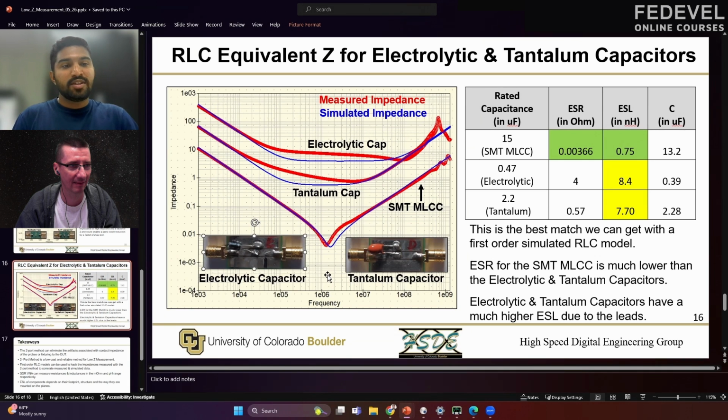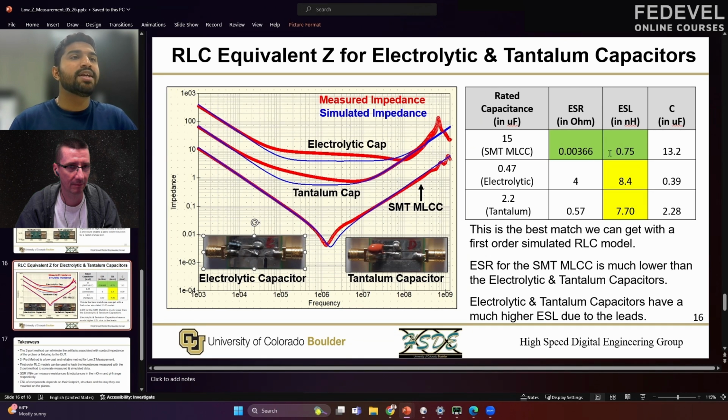So what do we expect the ESL value to be for a capacitor which has long leads? For a capacitor with long leads, we get an inductive loop, and with that inductive loop, we have an ESL value that is much higher as compared to an SMT component. Is that what we get as a result of the measured and the simulated value? Let's see the values for the ESL.